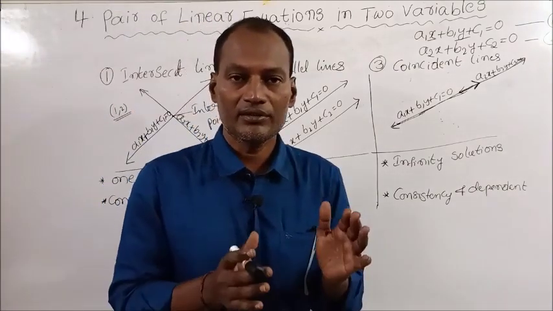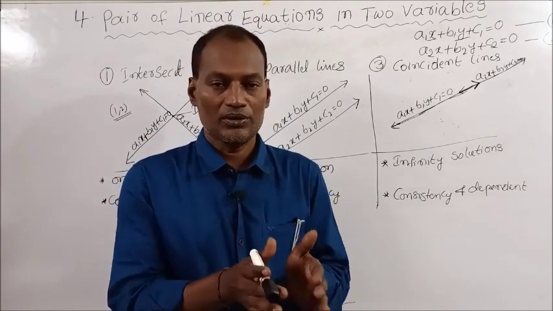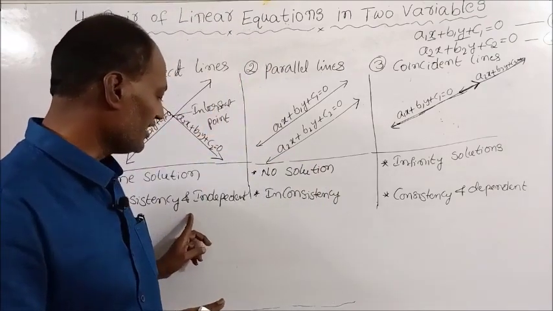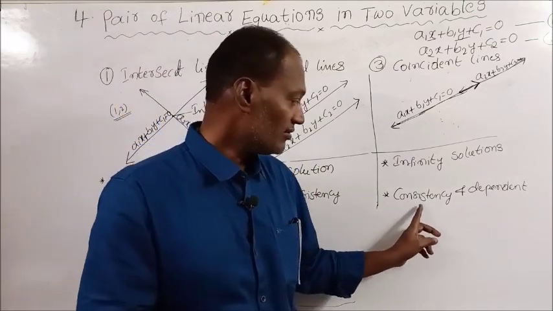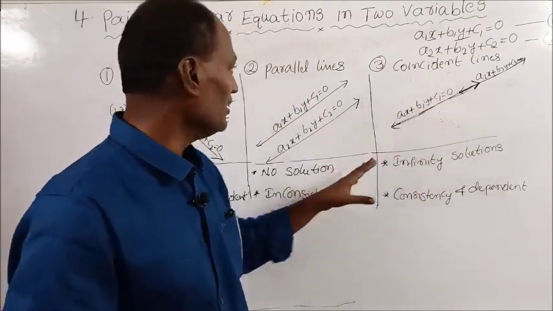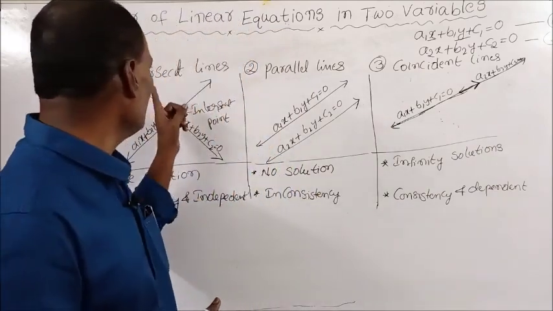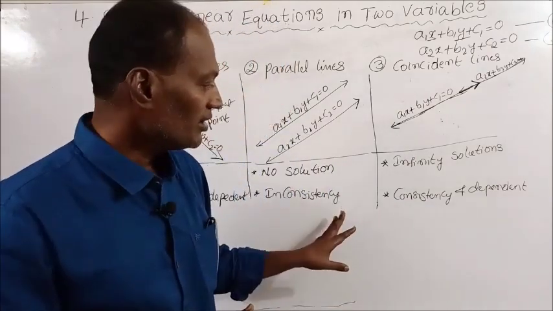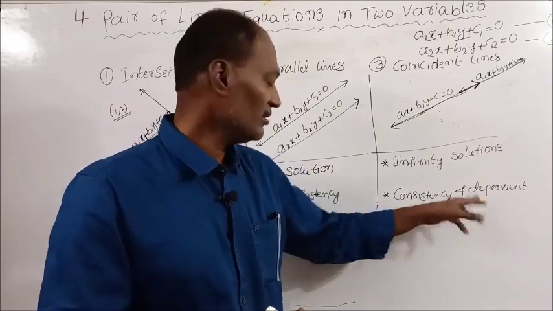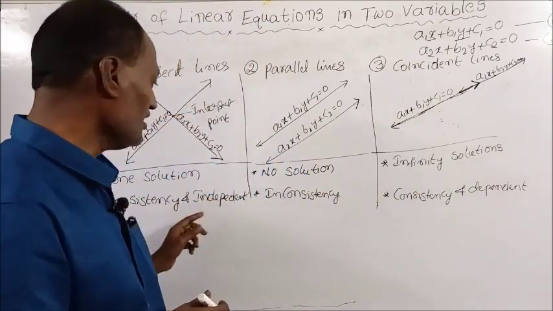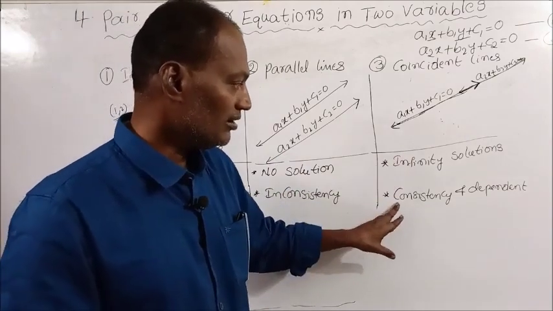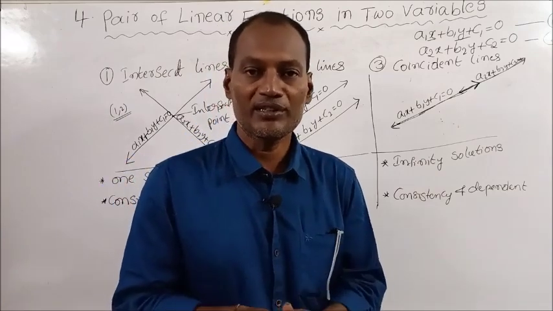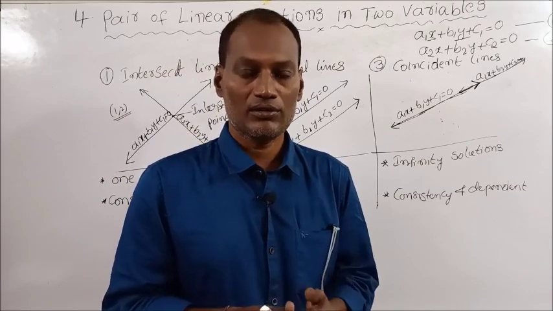Suppose they give one question and ask you to find which one is consistency and independent, or which one is inconsistency, or which one is consistency and dependent. If you know what the intersecting lines, the parallel lines and the coincident lines are, then only you can tell this is consistency and independent, this is inconsistency, this is consistency. These two we already explained. The third I will explain. These three most important points you should remember, then it is easy to solve all the questions.